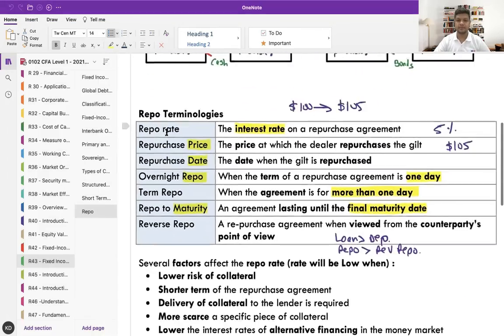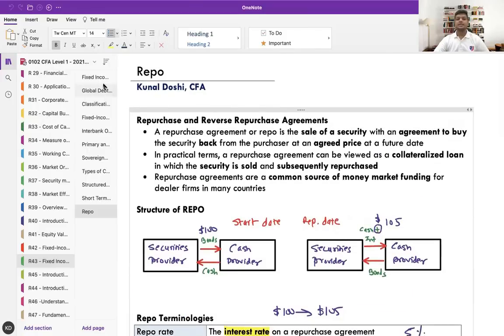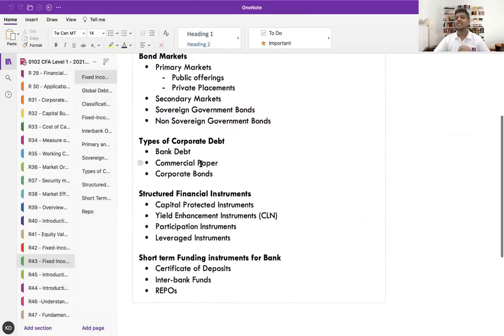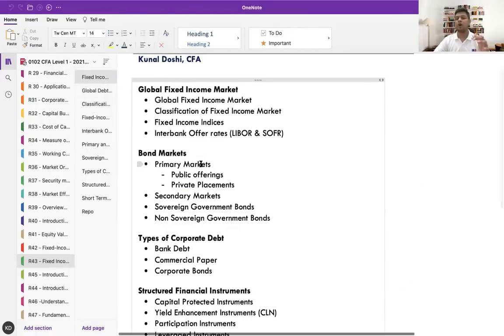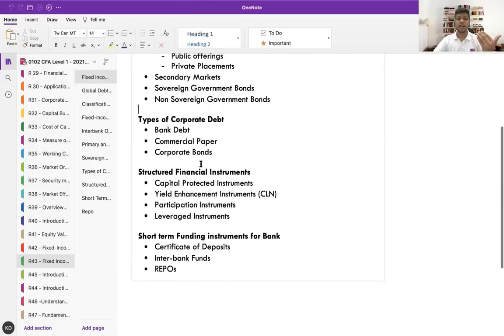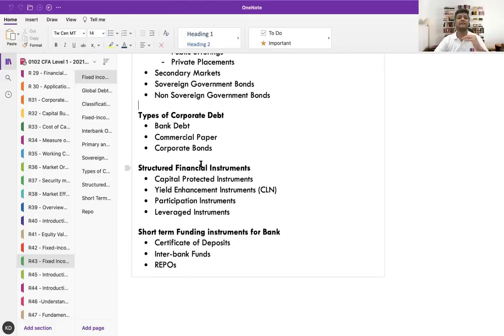Everyone? That's all about repo market, and that's all about this wonderful topic of fixed income market. It's a purely theoretical topic, but I'm sure I've gone into so much detail of every theoretical aspect that you may not have to revise it again and again. You just read it once and it will be done.